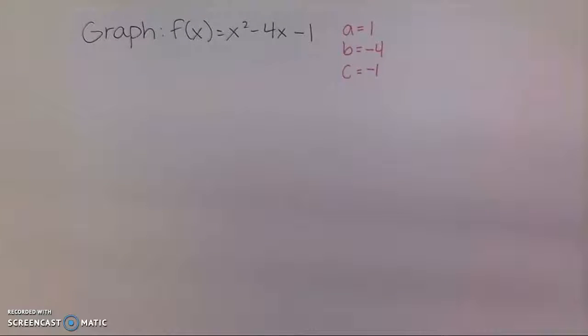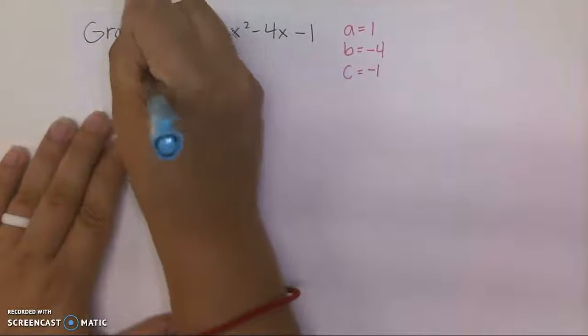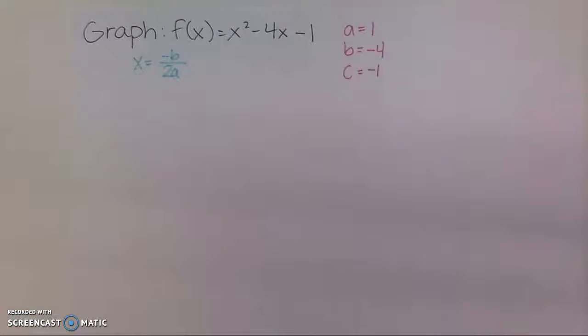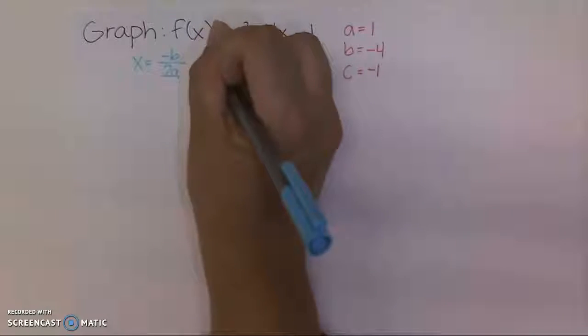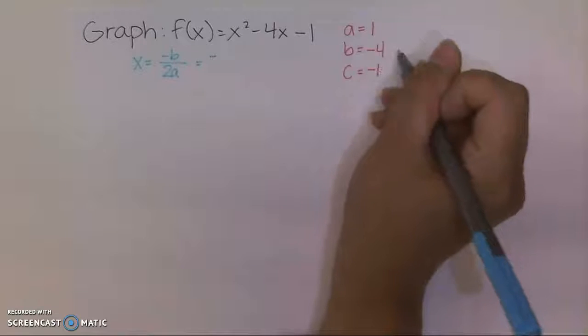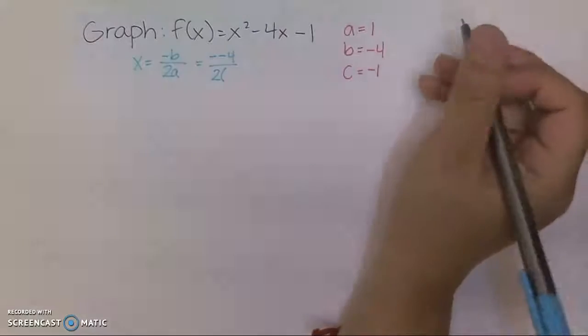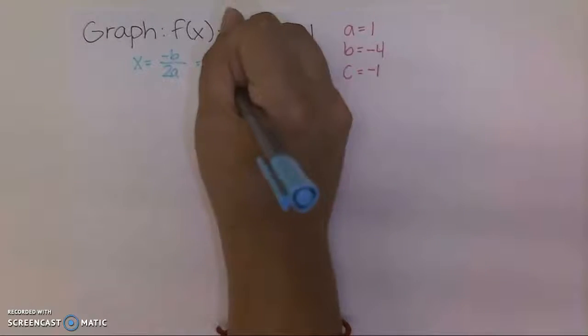All right, so now that you've done that, you're going to use a very important formula, and that's the axis of symmetry formula. The axis of symmetry formula is -b over 2a. So x equals -b over 2a. Now that we've identified our a and our b and our c, it's super easy to just plug those into this equation. So we've got negative, and then b in this case is -4, so -4 over 2 times, and a in this case is 1.